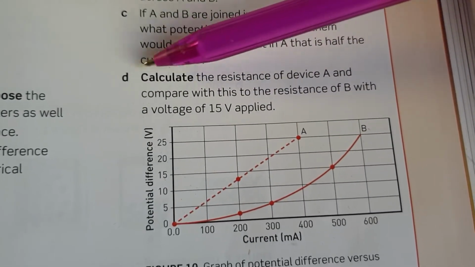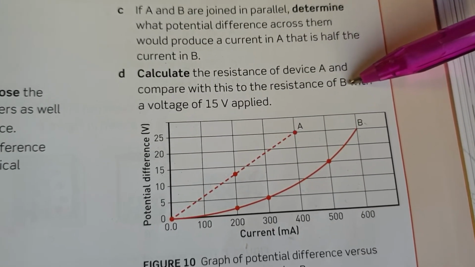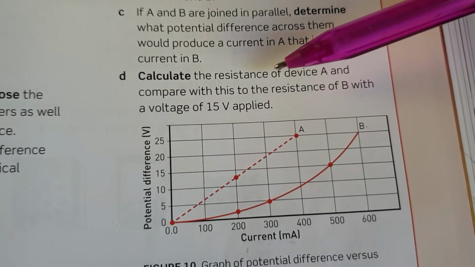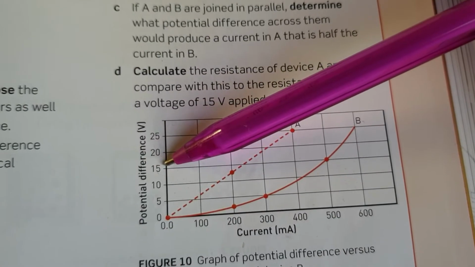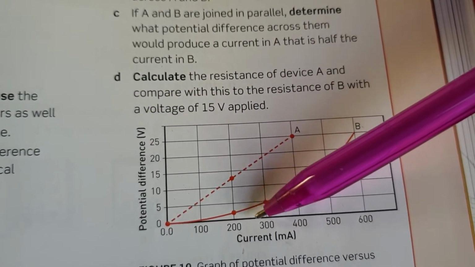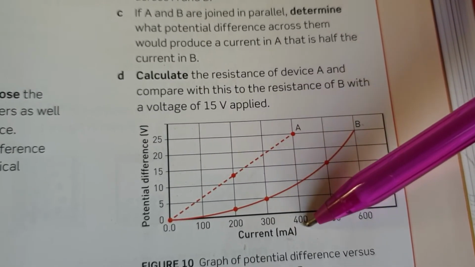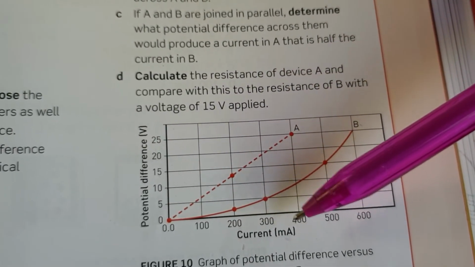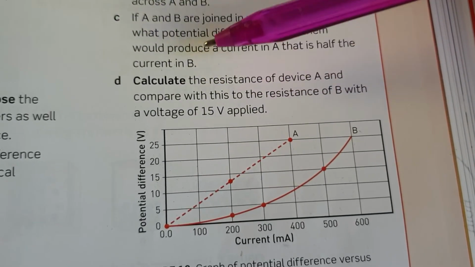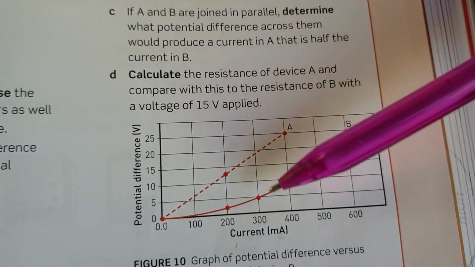Calculate for D. Calculate the resistance of device A and compare it with the resistance of device B. Okay, so calculate the resistance of device A at 15 volts. Simple. We've got voltage 15, current 250 milliamps. Watch out for the milli. So replace the m with times 10 to the negative 3. So it'll be 250 times 10 to the negative 3 amps. And that will allow you to calculate the resistance. So V equals IR, R equals V divided by I.